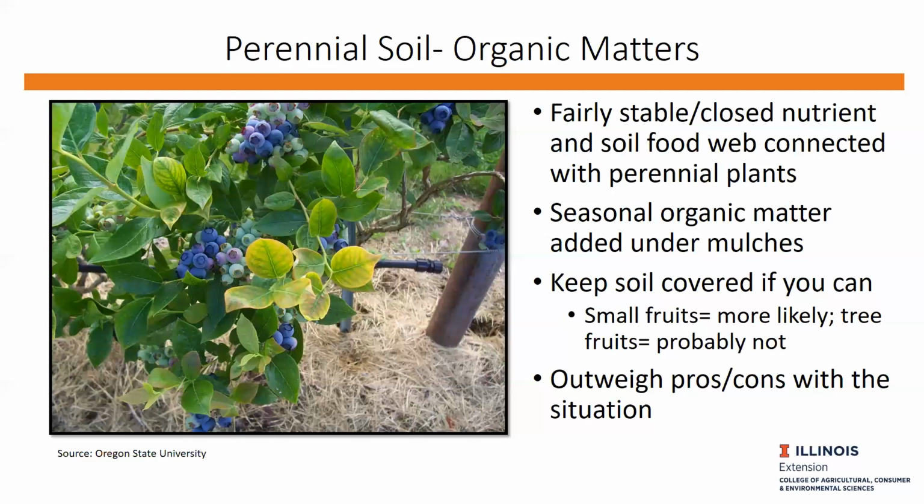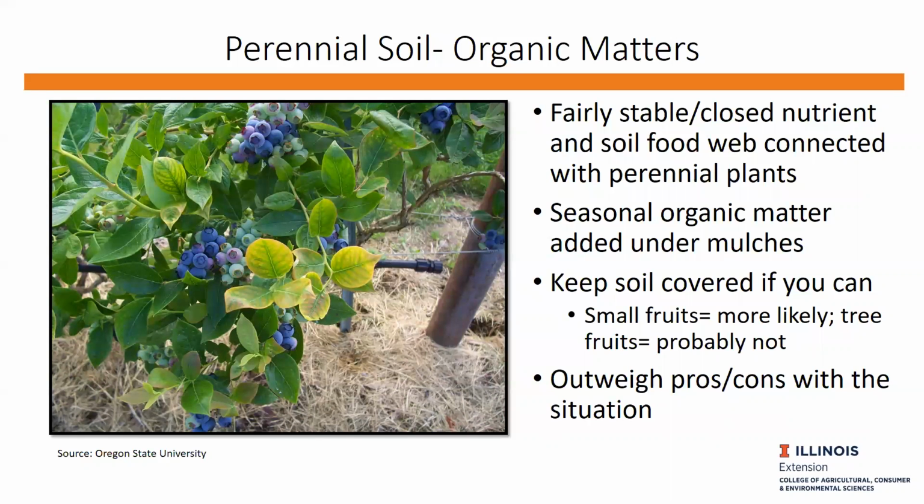A lot of what we've talked about today is a little bit more annual plant focused. I want to just mention here that perennial soil organic matter is fairly stable. We see soil biological communities really stable when it comes to these perennial plants. They have a very closed nutrient system in most cases. And they also tend to have a soil food web that's connected quite well with these roots and the rhizospheres. Still look towards seasonal organic matter added under the mulches if you can.